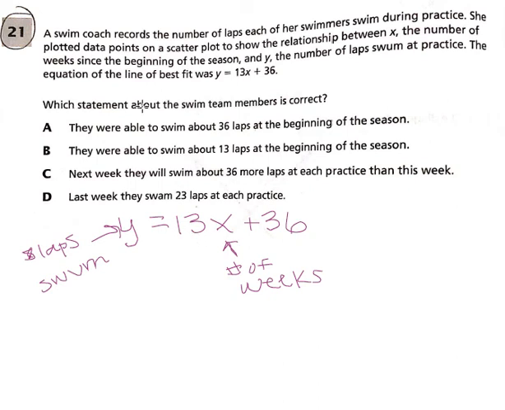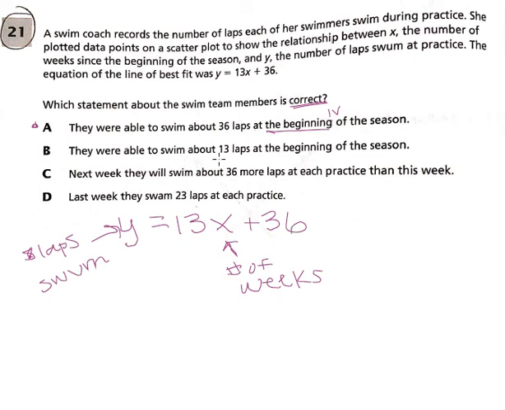So this one wants to know which statement is correct. Answer choice A says they were able to swim about 36 laps at the beginning of the season. Well, if it was at the beginning, that would be talking about our initial value. So I'd look at my equation. Is my initial value 36? It is, actually. So this might be our answer here, because an initial value of 36 says that when this whole thing began, the value is already at 36. So let's look back at that, but let's keep going.